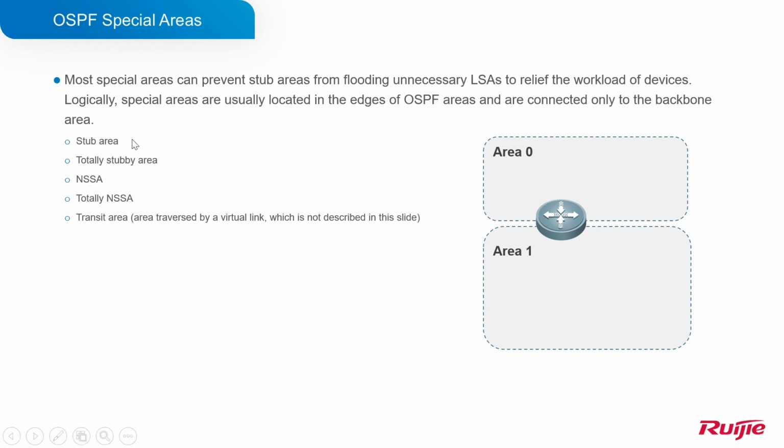First is the stub area, and the second is the totally stub area, and next is the NSSA area, and then the totally NSSA area. Actually, for the stub area and the NSSA area, the difference between these two types is the redistribution. We can't do redistribution on a stub area, but we can do redistribution on an NSSA area. This is the difference.